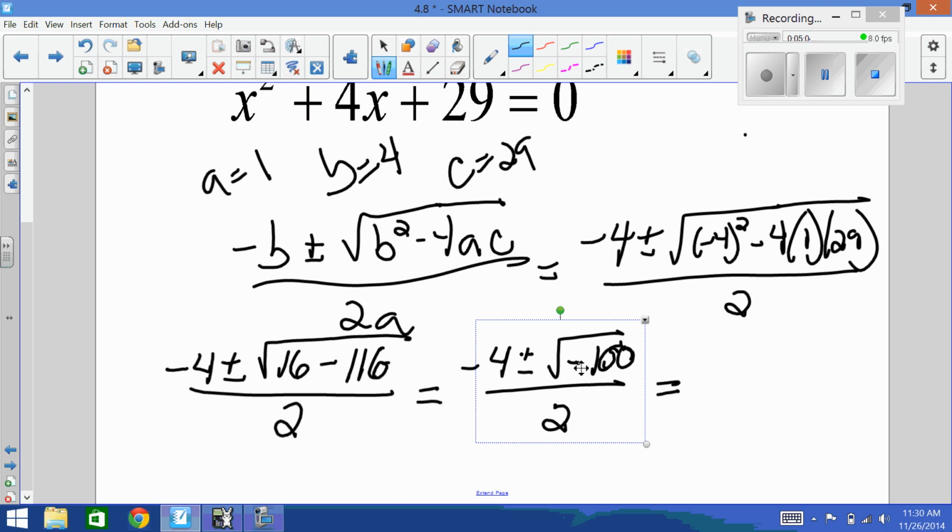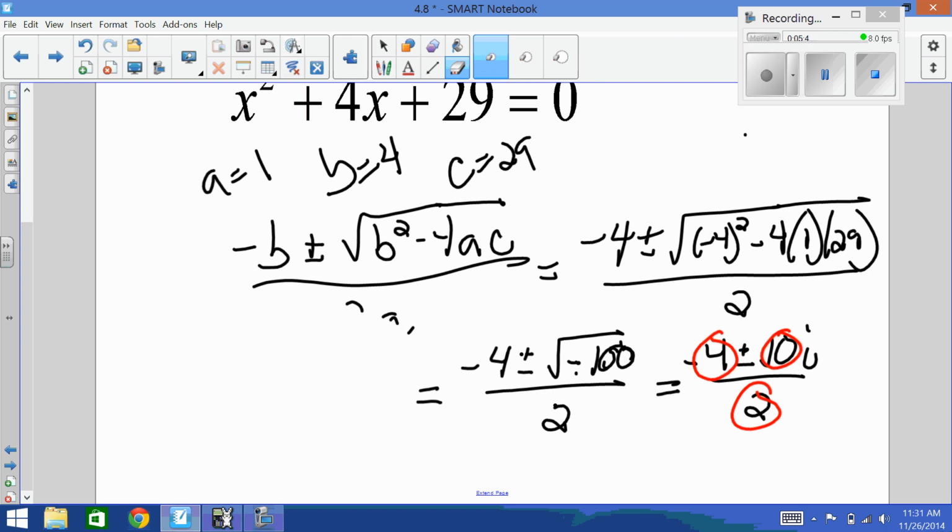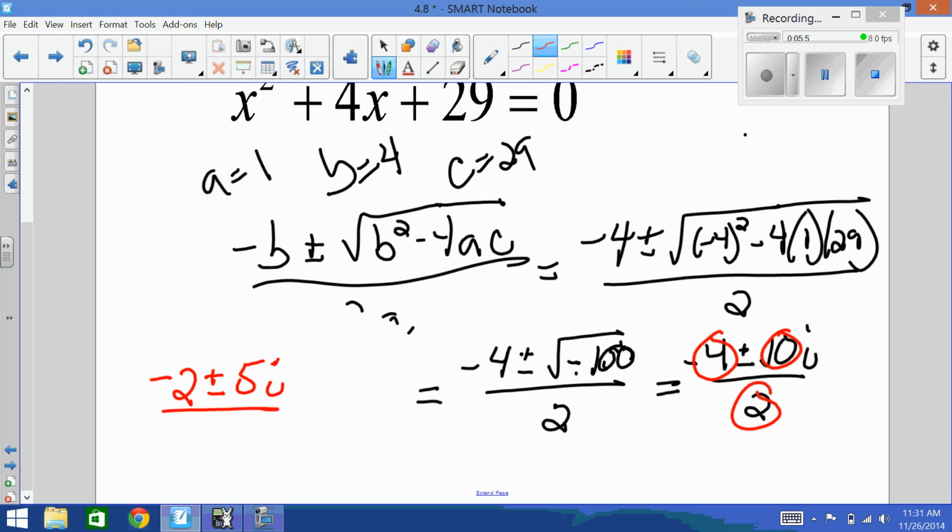Now simplify the radical. We get negative 4 plus or minus, the square root of 100 is 10, and since we have a negative, it becomes 10i, all over 2. You notice all three parts here are divisible by 2, so we divide each of those by 2. Let me erase some of my work. Negative 4 divided by 2 is negative 2, plus and minus 10 divided by 2 is 5. 2 divided by 2 is 1, so we can just put it over 1 if you want. Your answer is negative 2 plus or minus 5i.